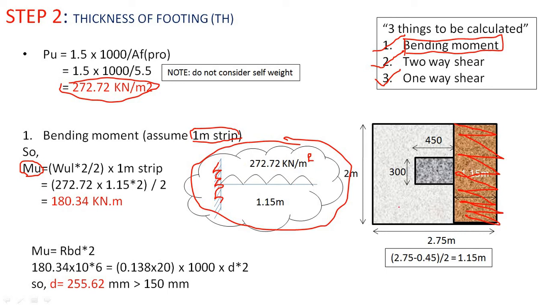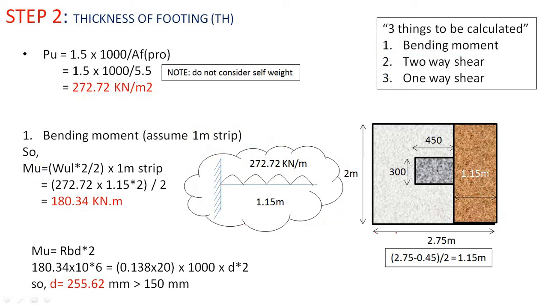So this distance came from, we already have the total distance as 2.75 meter. So 2.75 meter minus 450 divided by 2. So I have obtained the value as 1.15 meter. So in our case the moment will be load into distance square by 2. So load is 272.72 into 1.15 its whole square divided by 2. So in our case the moment is 180.34 kilonewton into meter.